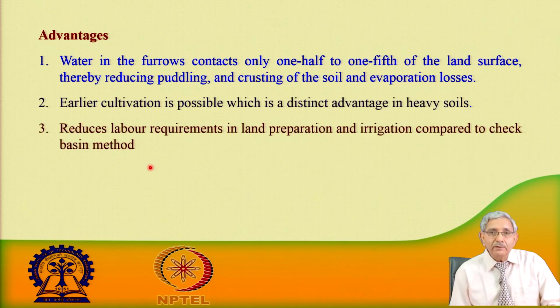Why is furrow irrigation recommended in surface irrigation? The total area which comes in contact with the water is only half to one-fifth of the land surface. Therefore, it reduces the puddling and crusting of the soil. Earlier cultivation is possible because part of the area remains dry, and it reduces the labor requirement in land preparation and irrigation compared to the check basin method of irrigation.